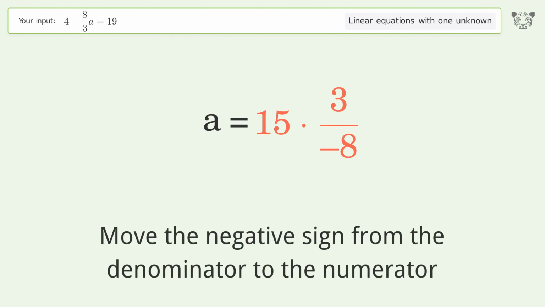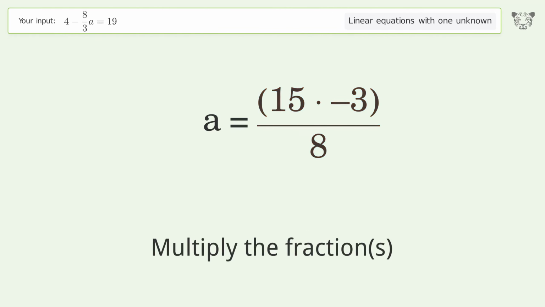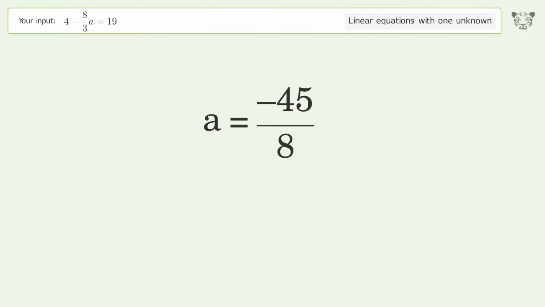Move the negative sign from the denominator to the numerator. Multiply the fractions. Simplify the arithmetic. And so the final result is a equals -45/8.